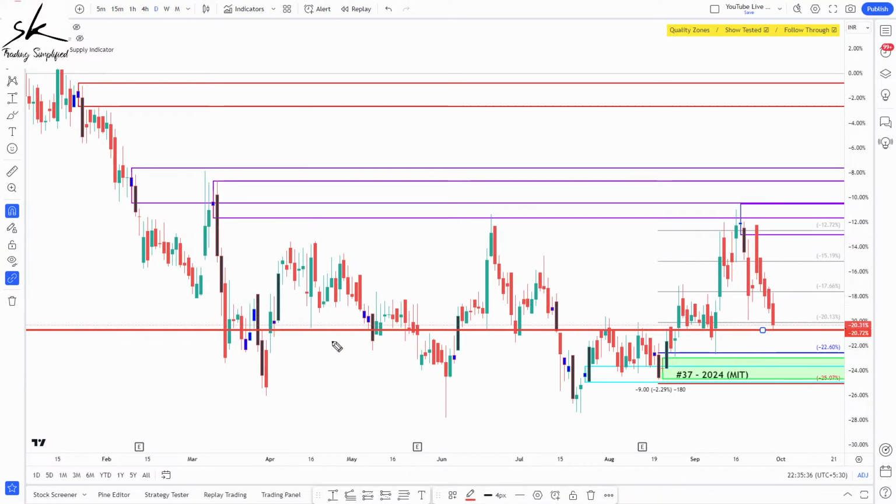support, acting like resistance, acting like support, acting like support, acting like resistance, again acting like support, and we are almost at the same area.